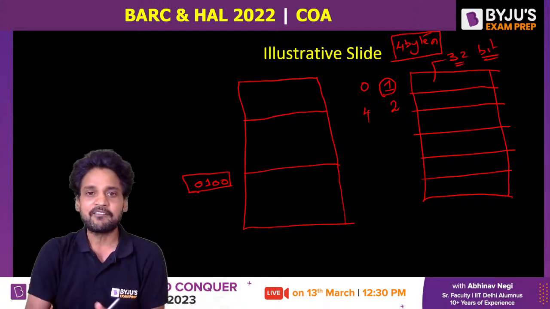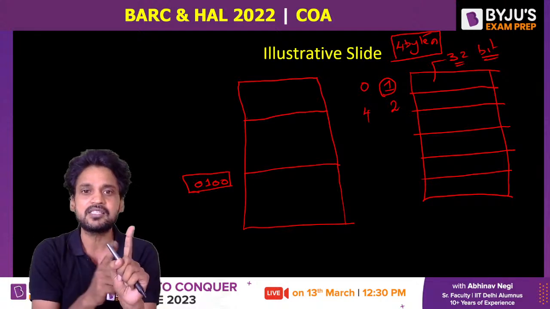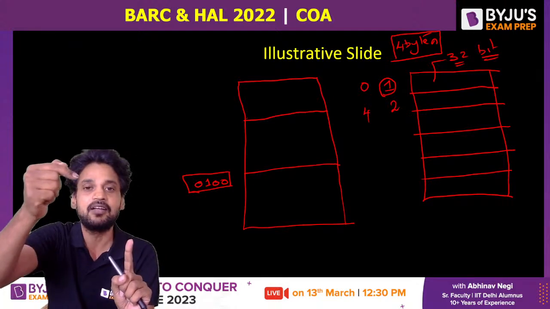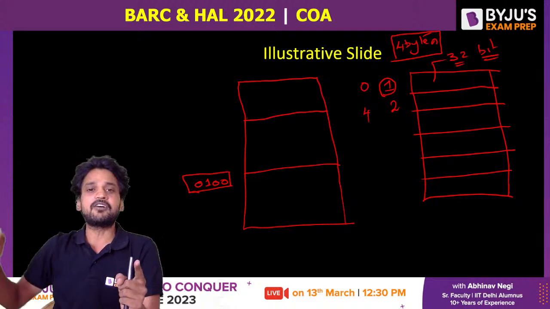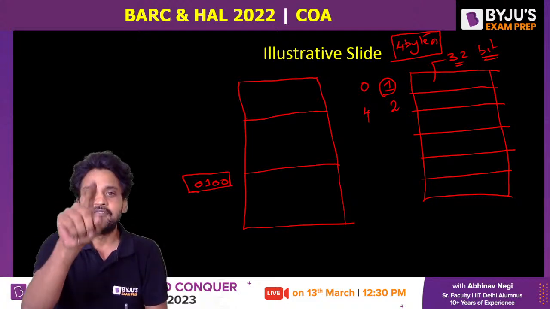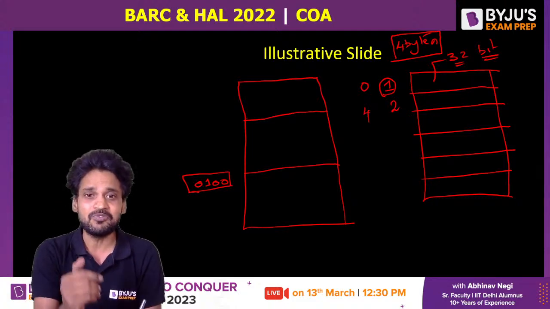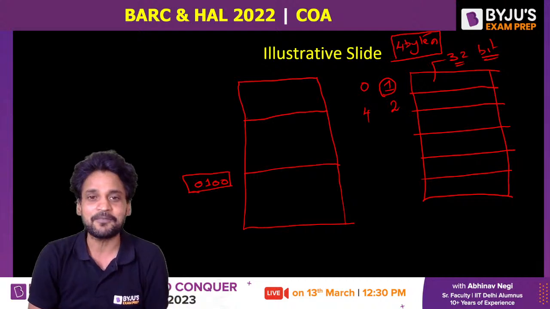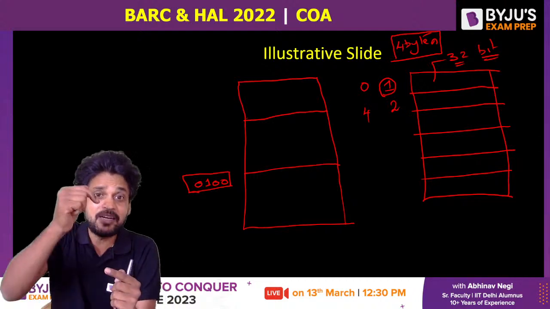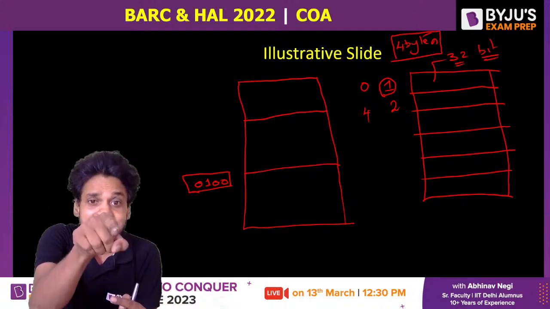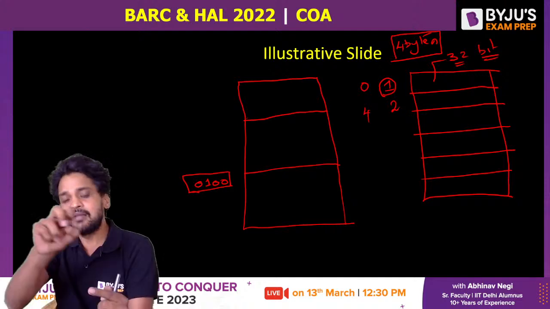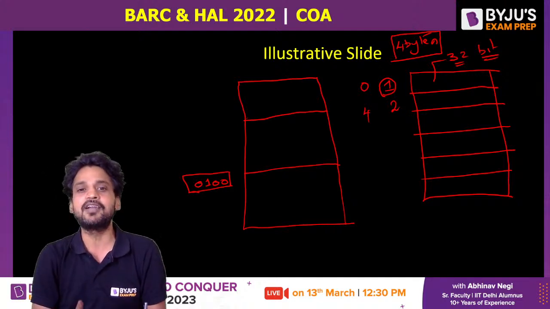Upward stack meaning when you add an element into the stack, stack pointer will get incremented. When you pop an element out of the stack, stack pointer will get decremented. Sir, what is downward stack? Downward stack meaning when you push an element into the stack, stack pointer will get decremented. When you pop an element out of the stack, stack pointer will get incremented.